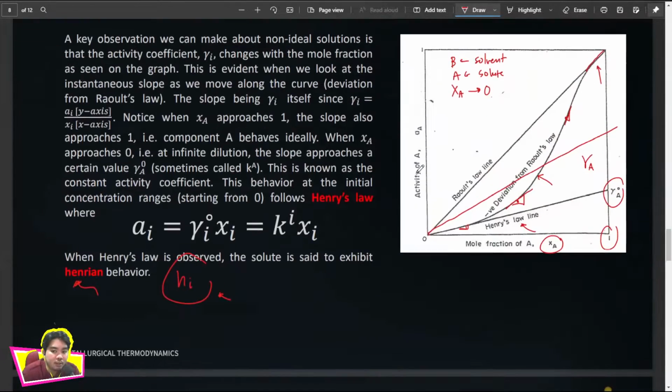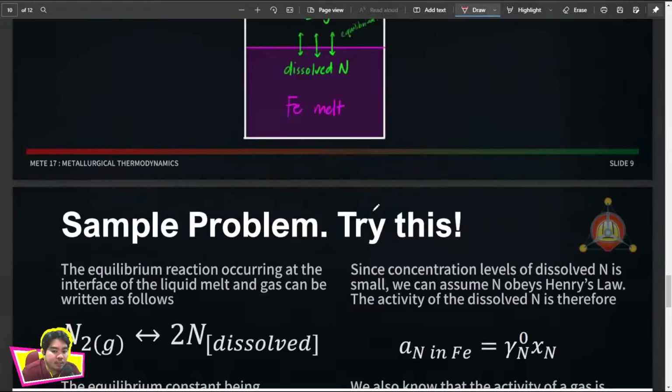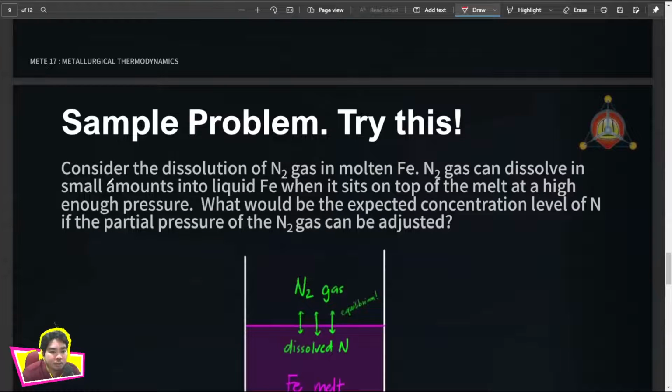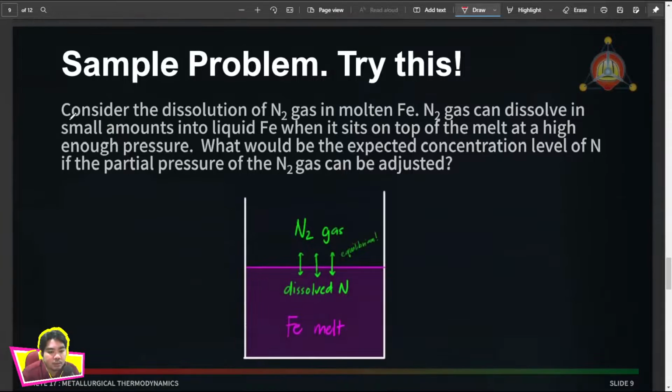Okay? So yun. Let's try this example. Meron daw tayong ano no? Open ko na rin yung, di pa tayo sa Photoshop natin.